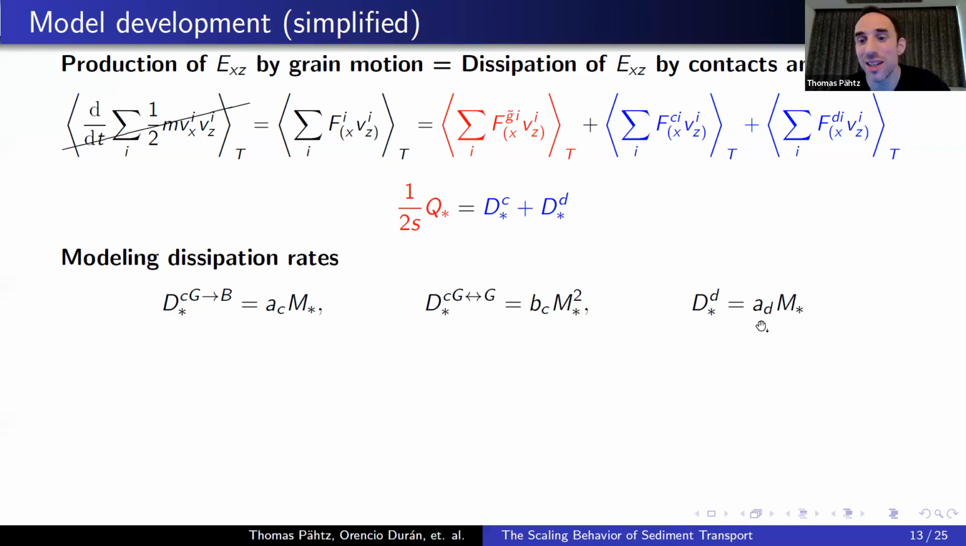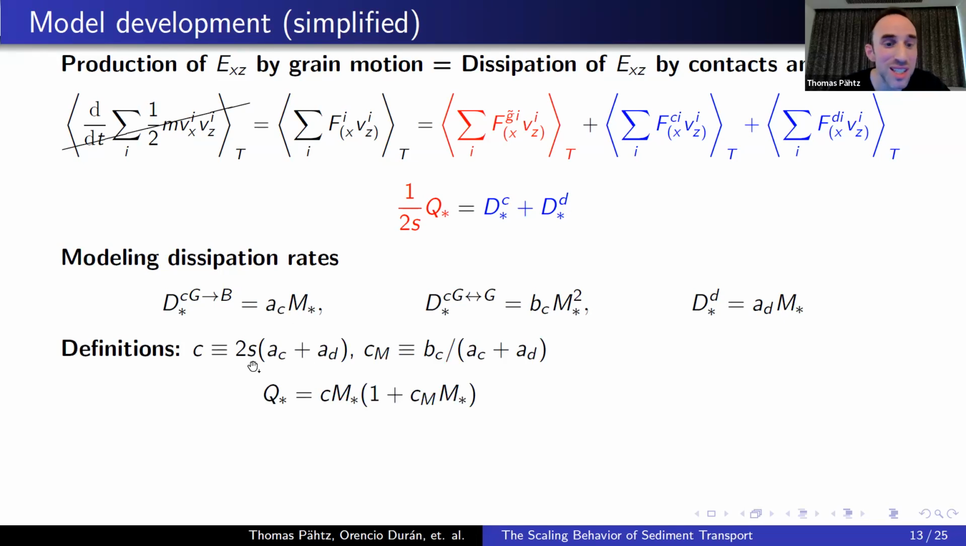And for the drag, the dissipation by drag is essentially also proportional to the number of particles that are moving, so m star to the power of 1. These coefficients, A_C, B_C, A_D, we don't know anything about them, except that they are not supposed to depend on m star. They can depend on anything else, but not on m star. So what we have done here is extract the m star dependence based on these assumptions. Okay? So now we combine these equations and put them into this equation.